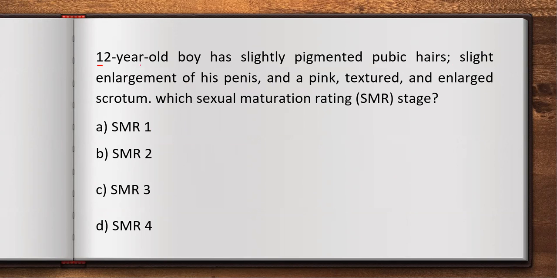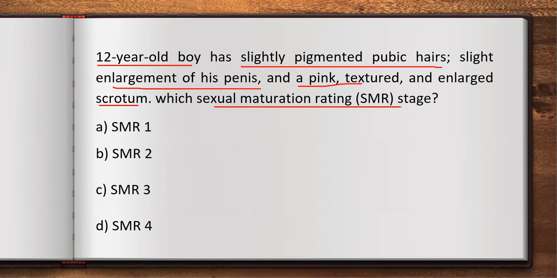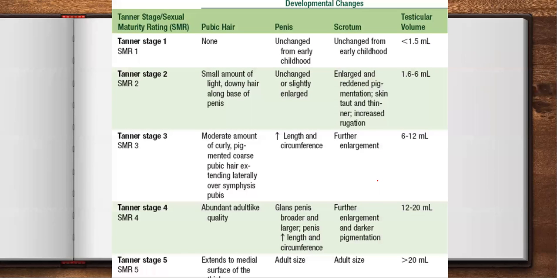Next, a 12-year-old boy has slightly pigmented pubic hair, slight enlargement of his penis, and a pink textured and enlarged scrotum. Which sexual maturation rating is this patient at the moment? The SMR, another name is Tanner staging. So Tanner staging is actually for pubertal staging. So at what stage of puberty a patient is, that's the main question. So you need to remember this staging if you want to find out the answer. How can you find out? Just memorize this chart. It's hard, but still you have to memorize because questions can come from here.